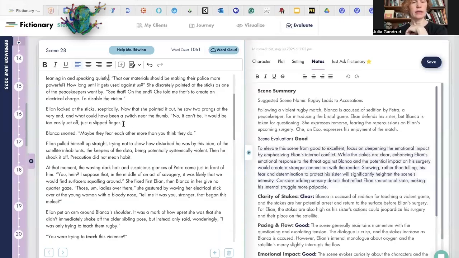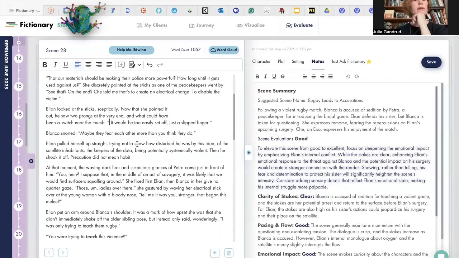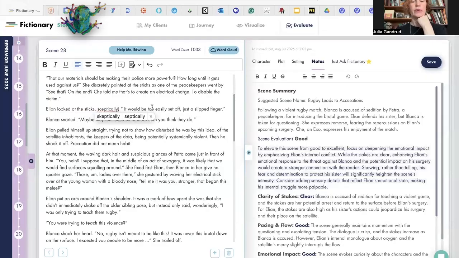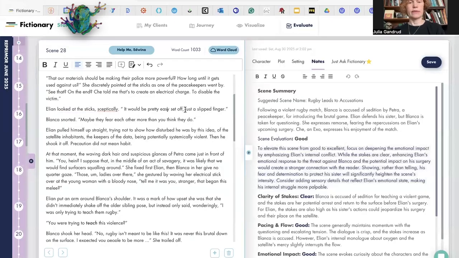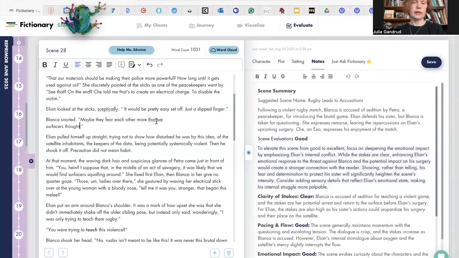Elian looked at the sticks. Okay, getting rid of the protest. Elian looked at the sticks skeptically. Would be pretty easy to set off. Period. Just a slipped finger. And the surfacers thought.